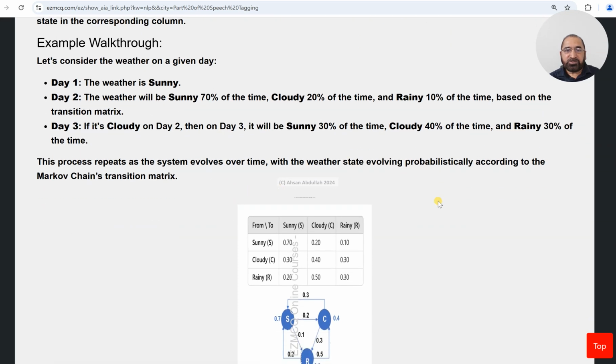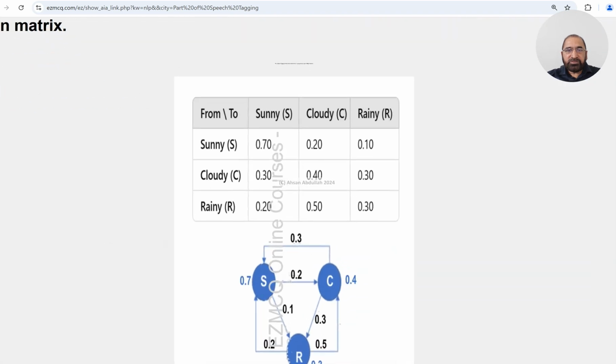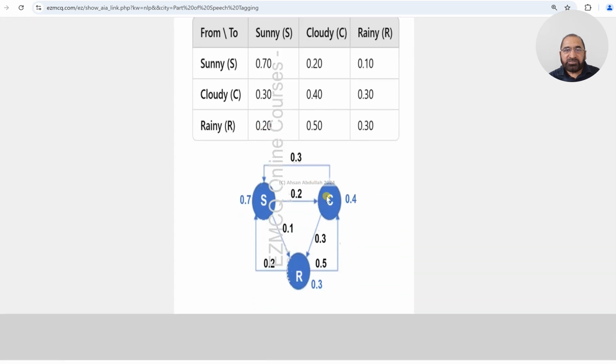Okay, and it is a probabilistic model. So if I zoom in here, you can see that from sunny to sunny is 70% probability, and from cloudy to sunny is 30%, and so on. So this is basically the Markov model which we have created, and you see that it is not based upon what had happened earlier.